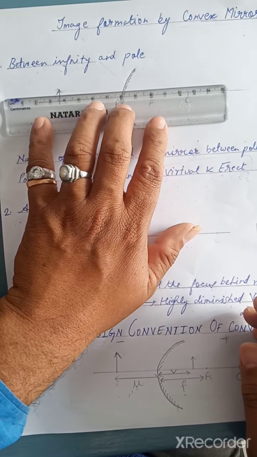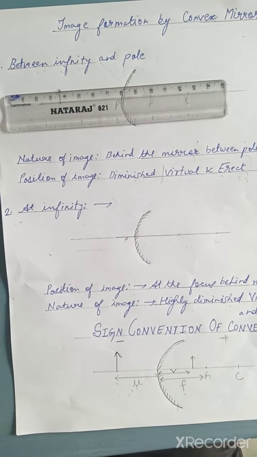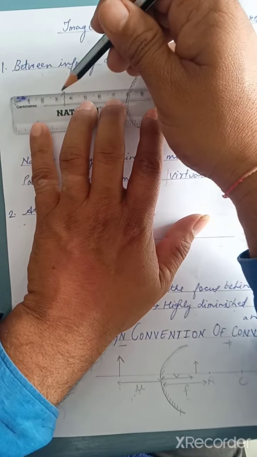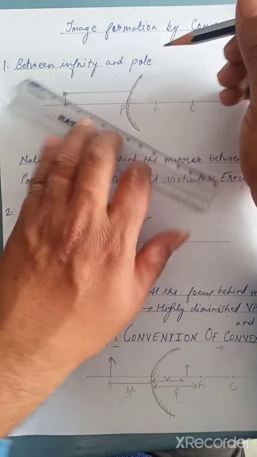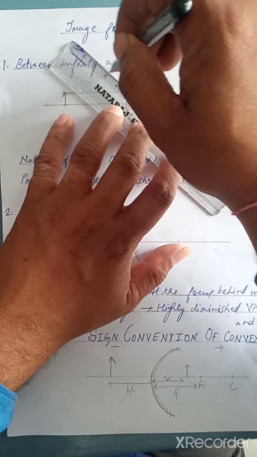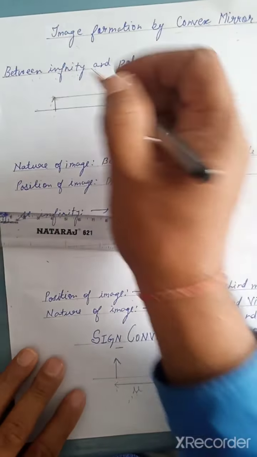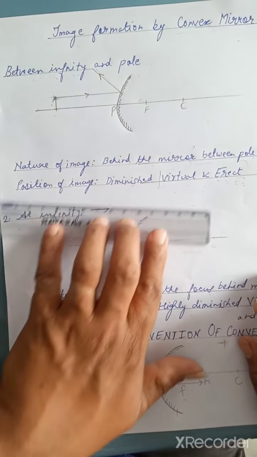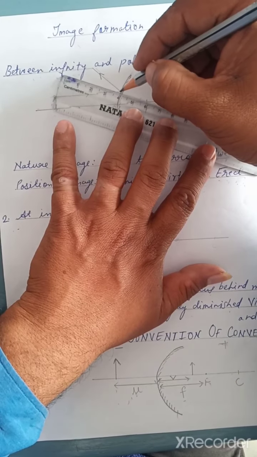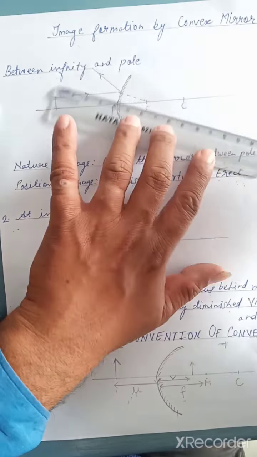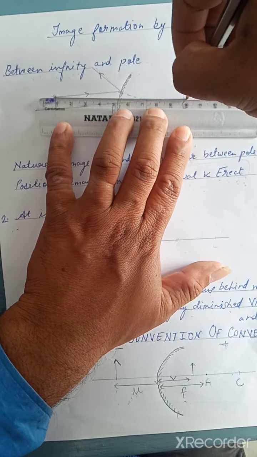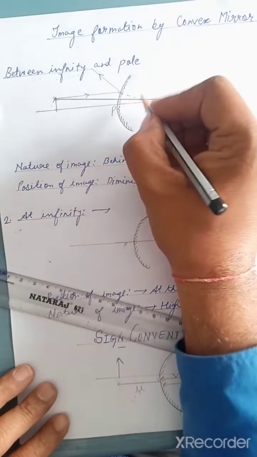From this point, a ray will come to the mirror, and after striking, since it is a convex mirror, it diverges. The ray is coming and after striking it is diverging, but it appears to meet at the focus, since it is forming the virtual image. The other ray is coming passing through the center of curvature. So the lines are striking here.